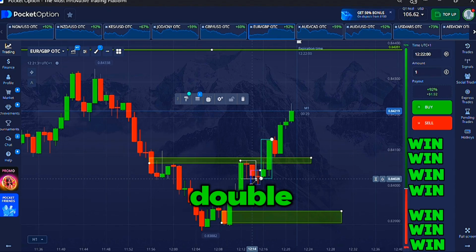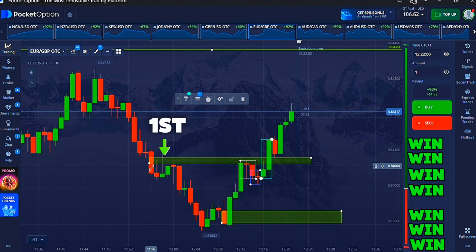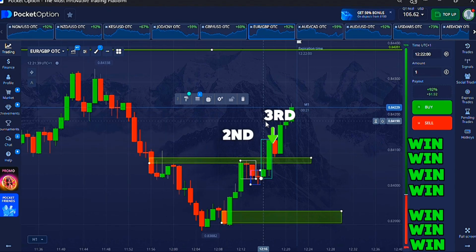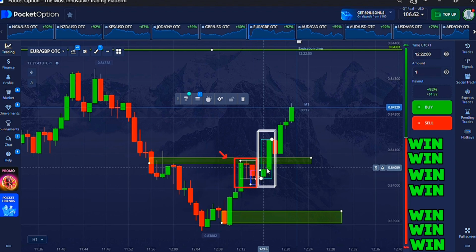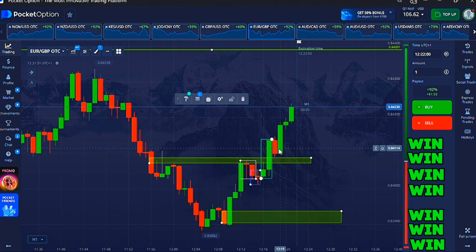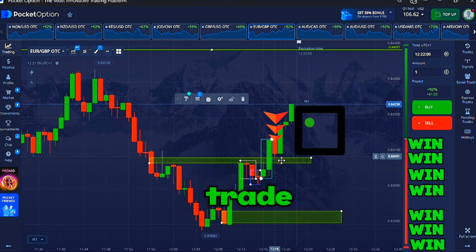So when I spotted this double doji break, I spotted this third touch breakout. This is the first touch, this is second touch, then this is the third touch that was broken, and then together with a doji break, together with this reversal pattern, I know that this trade will give a reversal. So I waited for it, and I went in here for $3, and that was a winning trade.